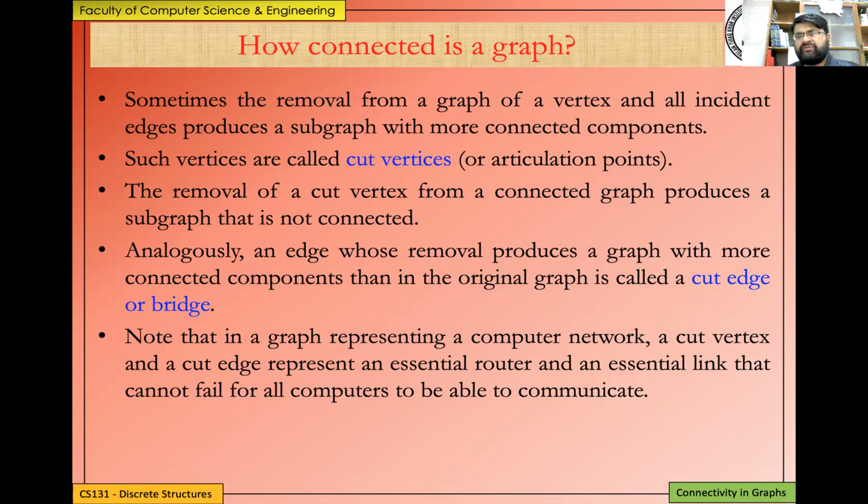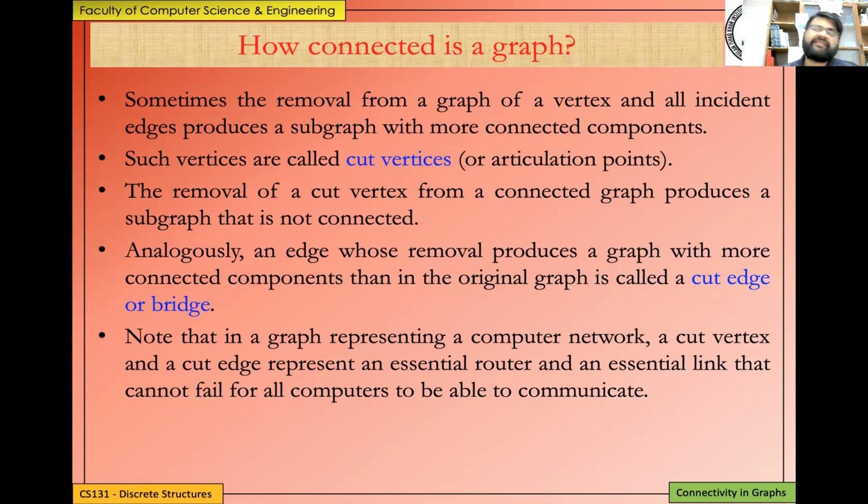Well, sometimes the removal from a graph of a single vertex and all incident edges produces a subgraph with more connected components. So if you remove a particular vertex and all of its corresponding edges, it may produce two connected components that are no longer connected. These kinds of vertices, whose removal results in two or more subgraphs, are what we call cut vertices, or articulation points.